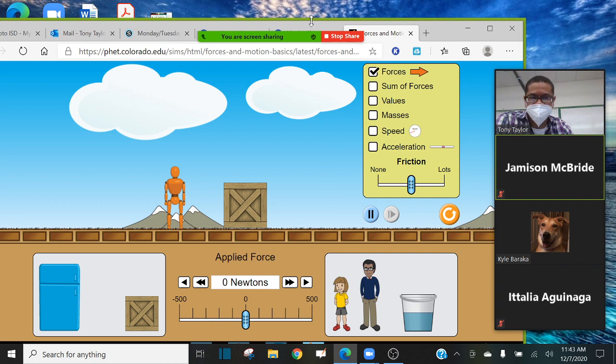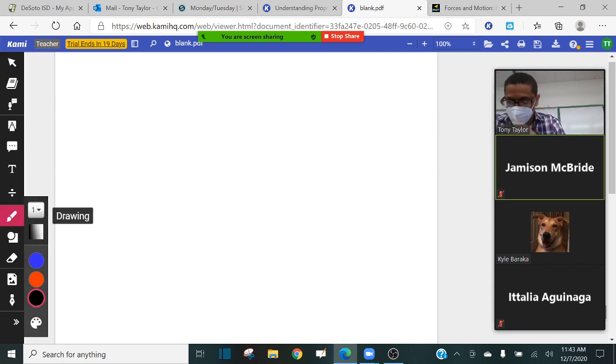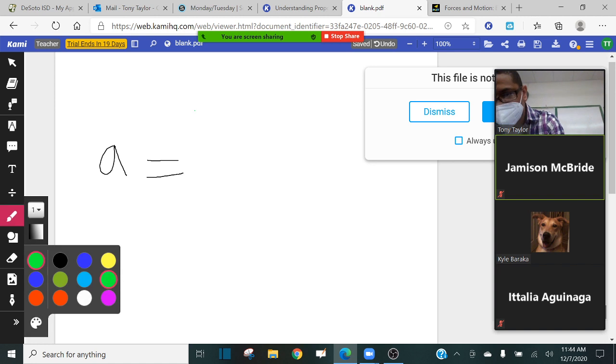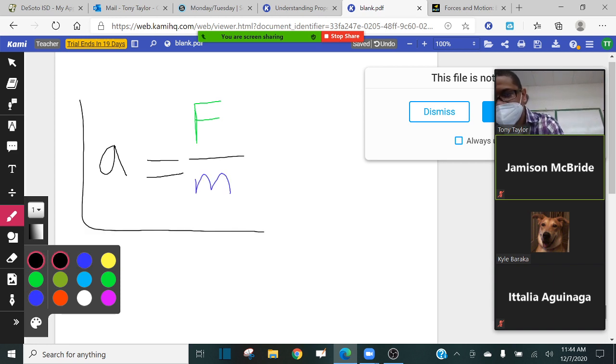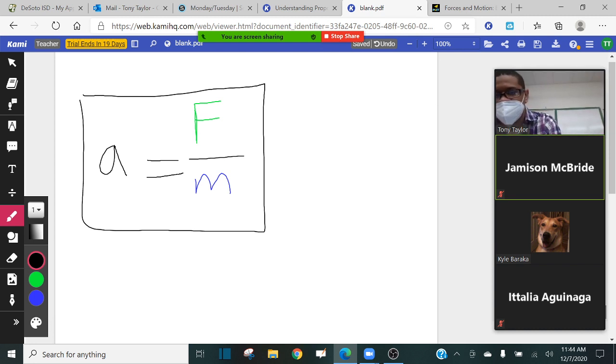Okay, if I write out Newton's second law, it will look something like this. Acceleration is equal to force divided by an object's mass. Again, if I write out Newton's second law and rearrange it to solve for acceleration, this is what I would get.